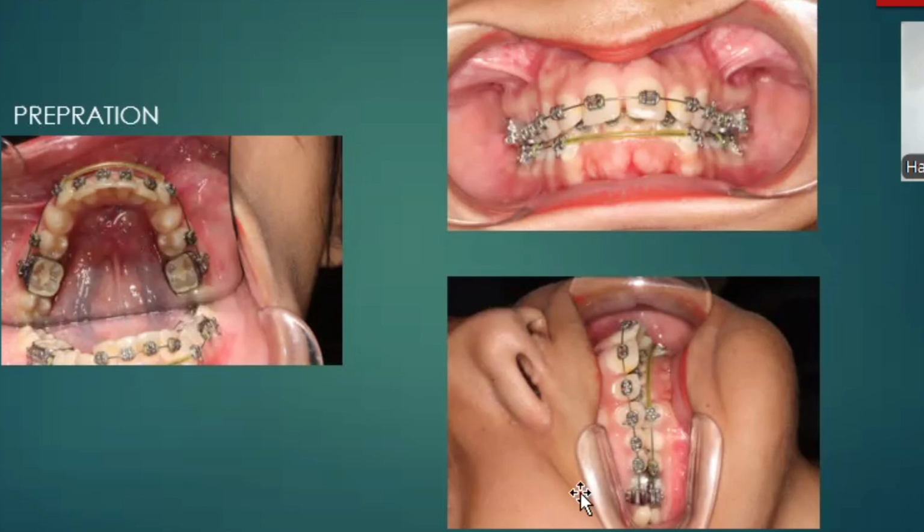We will do separate leveling. In the anterior segment, the four incisors will be bonded, and we will pass the archwire over the two canines, over 4, 6, 8.